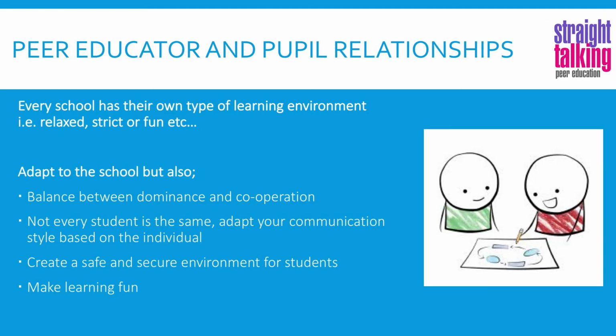So starting with the peer educator and pupil relationship, every school has their own type of learning environment, i.e. relaxed, strict or fun. It's important that we adapt to the school and what their style is, but it's also important that we balance between dominance and cooperation. So you want the students to feel comfortable and able to talk to you, but also that they still respect you. So it's like getting the balance between those two things.